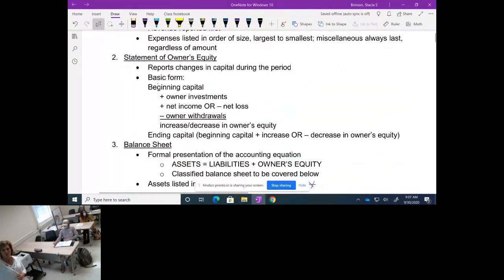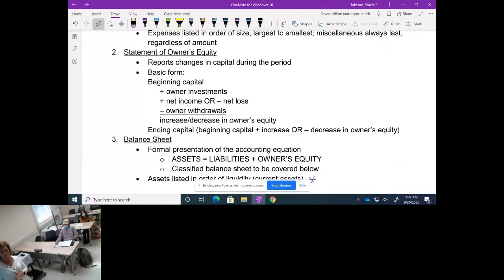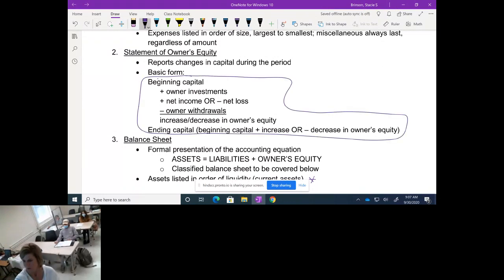All right, then your statement of owner's equity reports changes in capital. And this is the format. You start with beginning capital, and then in the first column you have owner investments, net income, and you subtract owner withdrawals. The combination of those things gives you either an increase or decrease in owner's equity, and you add that to beginning to get ending. Y'all have done this. It's not really new. It's just review.